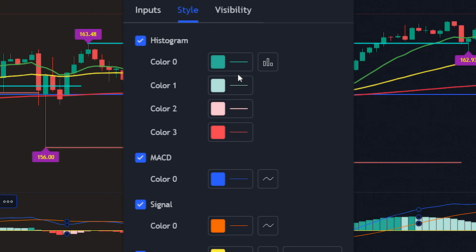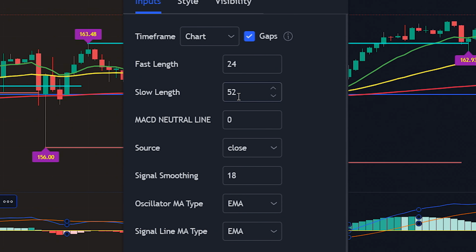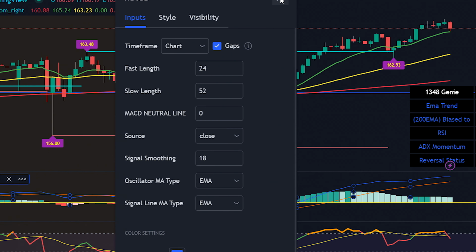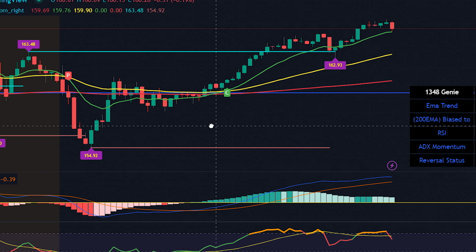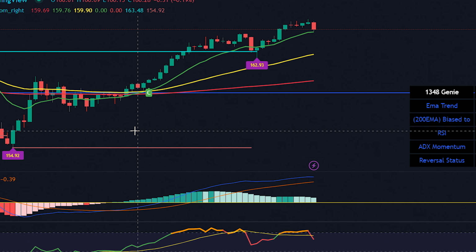We could go on over to the settings, and you could see for yourself the inputs are 24, 52, and the signal smoothing is 18. These are considered the best settings for those who like to play on the 5-minute time frame. I also find that they work very well on the daily.